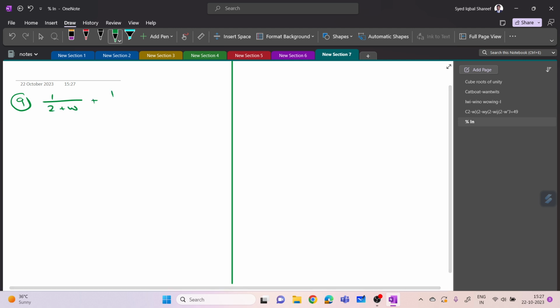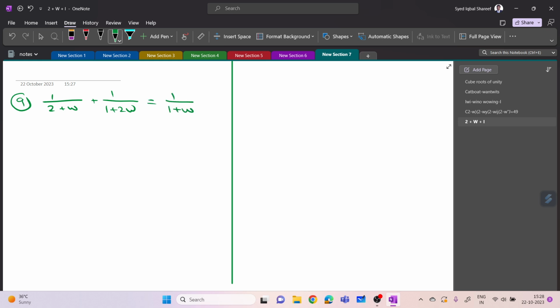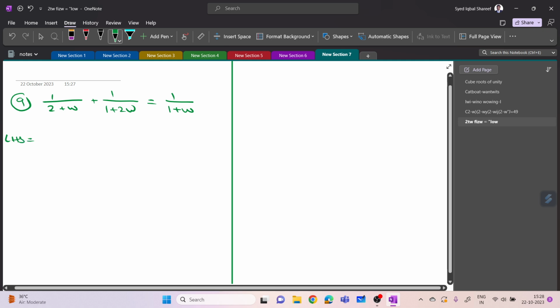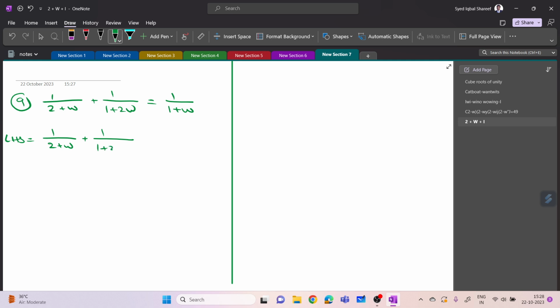1 by 2 plus omega plus 1 by 1 plus 2 omega equal to 1 by 1 plus omega. So now the left hand side we have to take, 1 by 2 plus omega plus 1 by 1 plus 2 omega. Take the LCM, 2 plus omega, 1 plus 2 omega. So this gets cancelled. So we are left with 1 plus 2 omega, 1 plus 2 omega gets cancelled. So 2 plus omega.